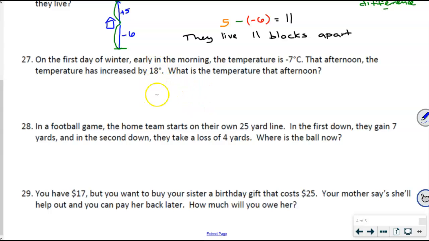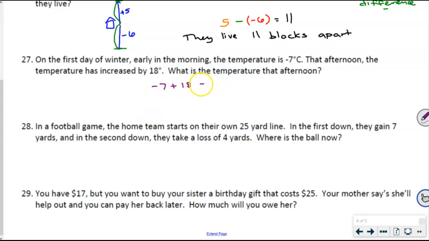I know that happened really fast in class, but we're running out of time. So we're doing it. Okay. How cold is it in the beginning of the problem? -7. What's happening? It's increasing by 18. I think that's a pretty easy one to do real quick, right? It's at -7, but it's increasing. That means I'm adding. How much am I adding? 18. Draw a model if you need to.